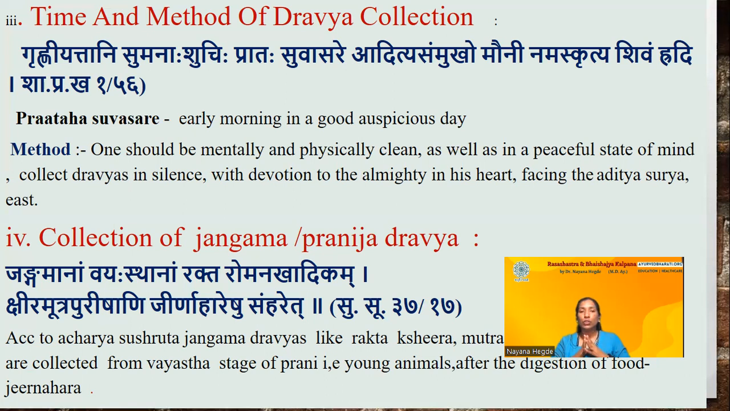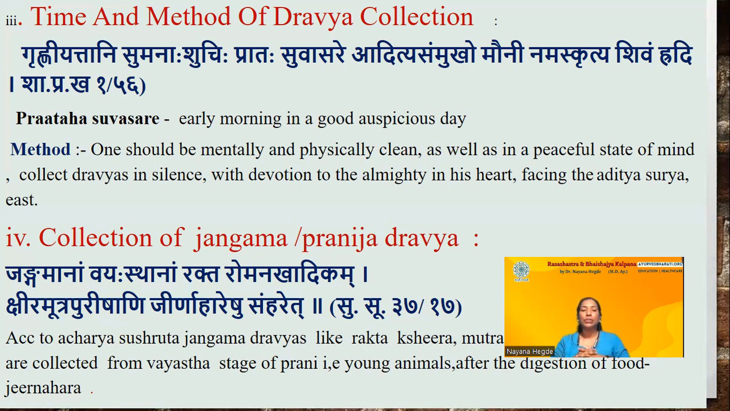By this, one should collect the medicine so that the potency of the medicine should be maximum. What is our aim? Whatever medicines we are collecting, aushadhi dravyas we are collecting, should have the highest potency. Then only we can prepare medicines with higher therapeutic efficacy or therapeutic values, and we can use them to reduce the sufferings of the patient.